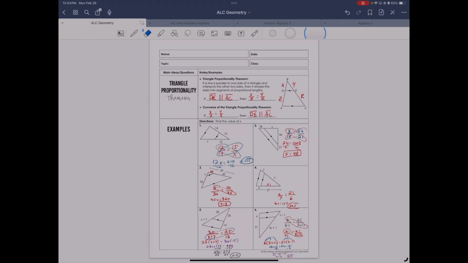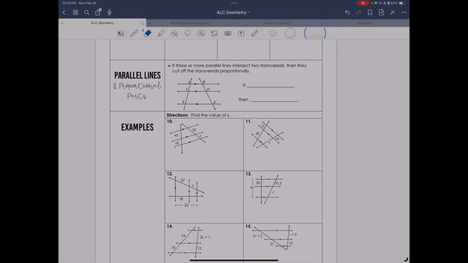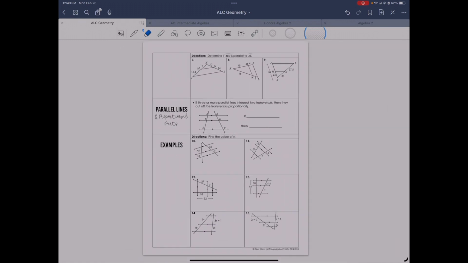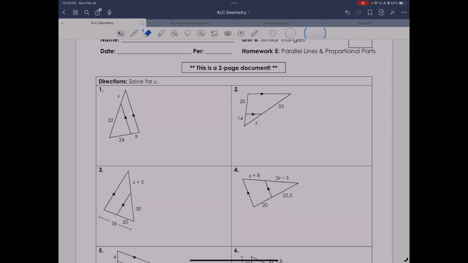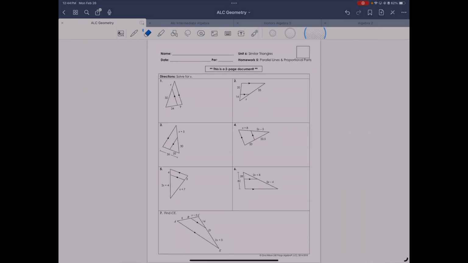So that's the triangle proportionality theorem. Tomorrow, we're going to talk about the parallel lines and proportional parts. What do you have to do for tonight? You're going to look for this page, this 2-page document. On this document, you are only going to do the front side of it.